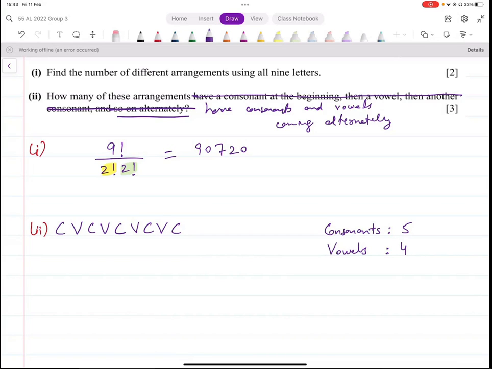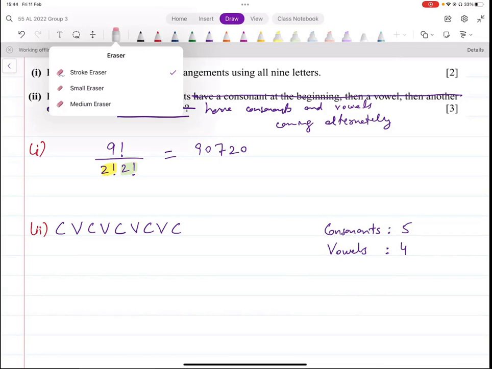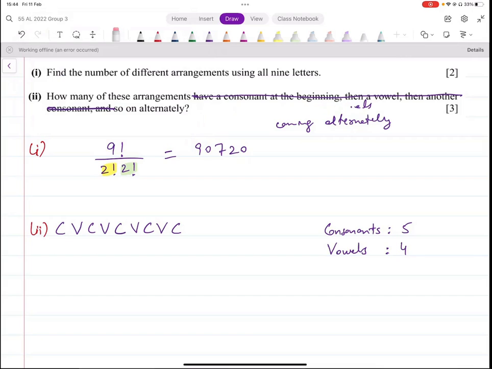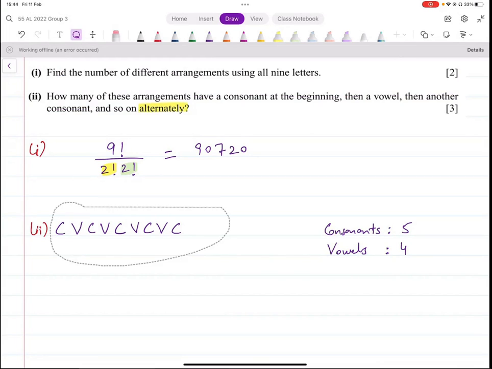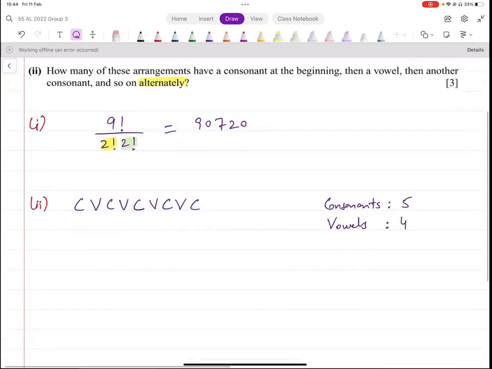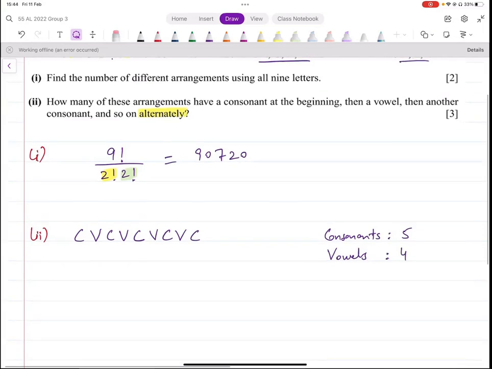The one that has more, the one you have more of, has to come at the ends. Is that okay? Is that point clear? Sometimes they don't tell you which to start with. So of course if they are coming alternately, then you have to start with the one that has more. Otherwise it cannot come alternately. Okay? So this is what the situation is. Now, how many ways do we have for this? How many arrangements can we have for this?